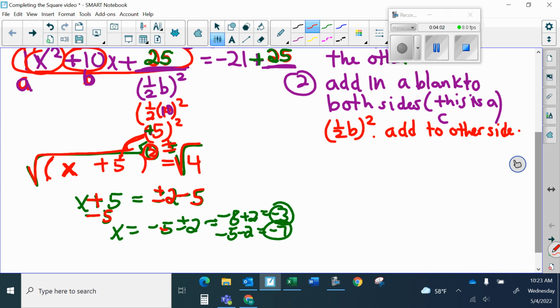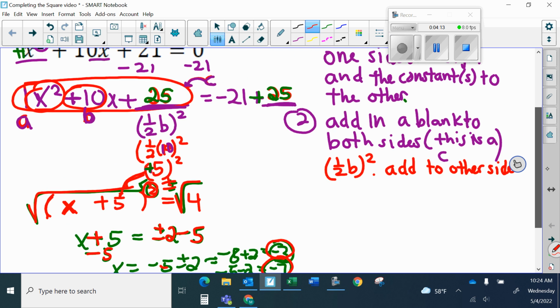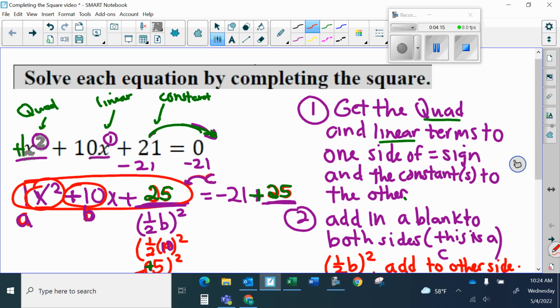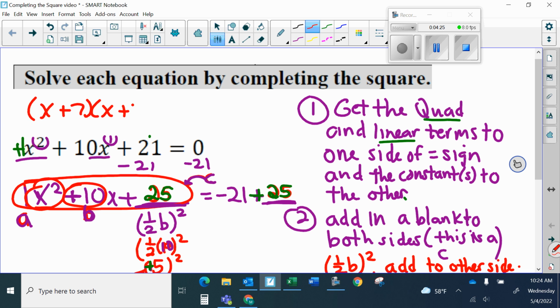And then I get negative 5 plus 2, which is negative 3, and negative 5 minus 2 is negative 7. So there's my two answers, negative 3, negative 7. Now, if I look back up here at the original equation, notice I could have factored this nice and easily, because what multiplies to 21 and adds to 10? 7 and 3. Okay, with a leading coefficient of 1, nice and easy.